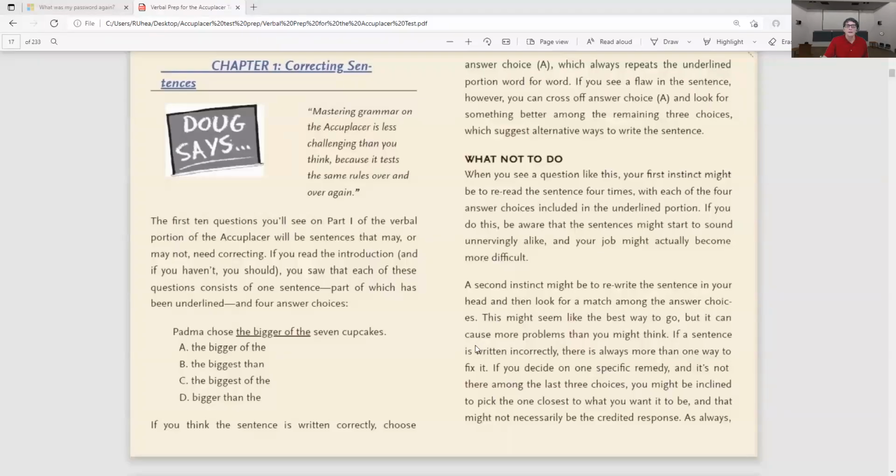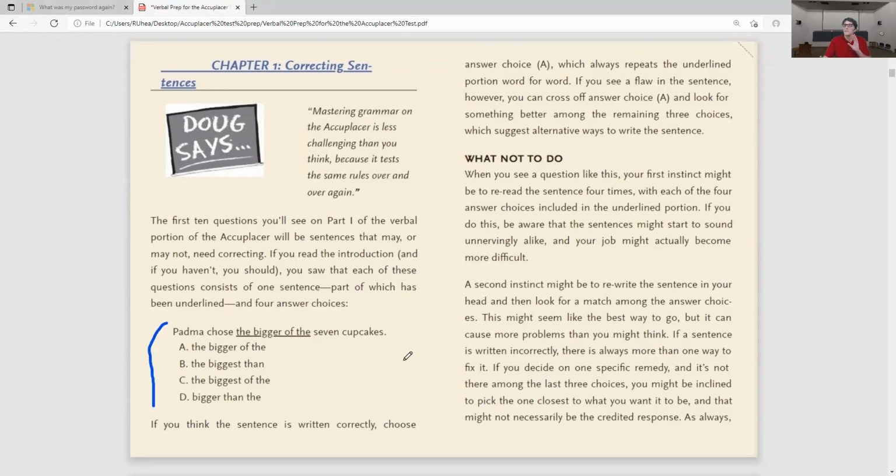So first, I'll take you to Doug French's Verbal Prep book. It's about the Accuplacer test. I'll show you an important strategy, and I'll walk you through test questions. So first, let me share a screen. Okay, and this is, I believe, about page 17, chapter 1 of Doug French's Verbal Prep book. First, let me get my pencil here. Let me show you the test question we'll be looking at to illustrate a very important strategy to know for the Accuplacer test.